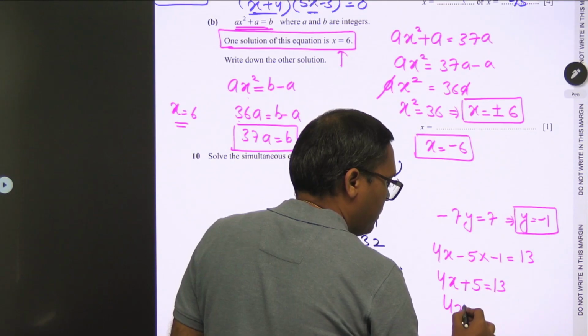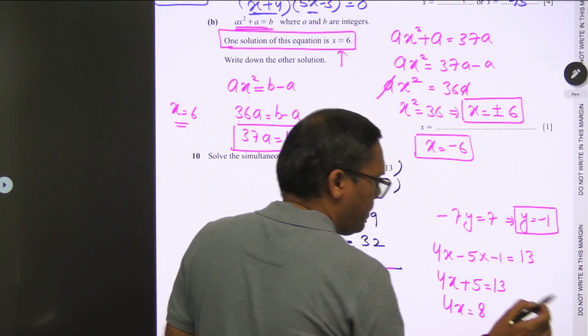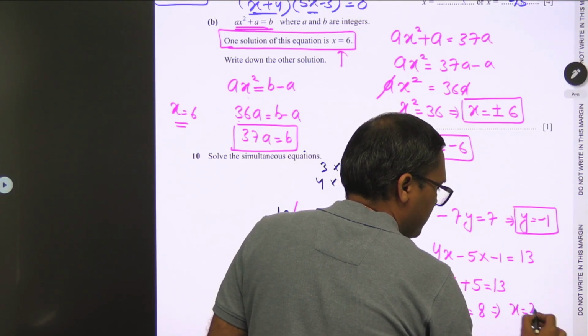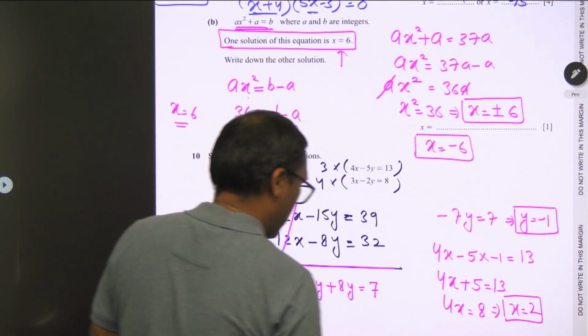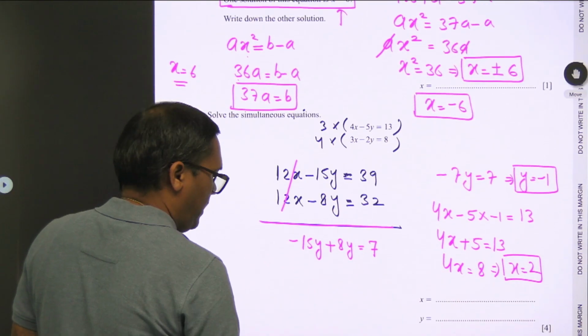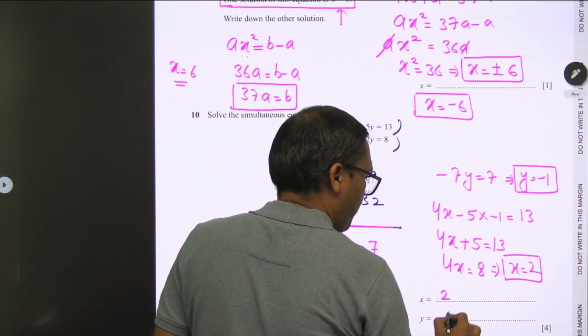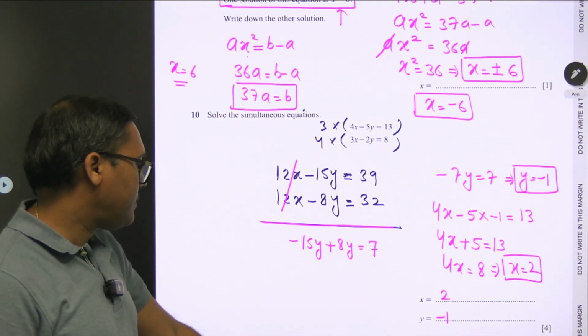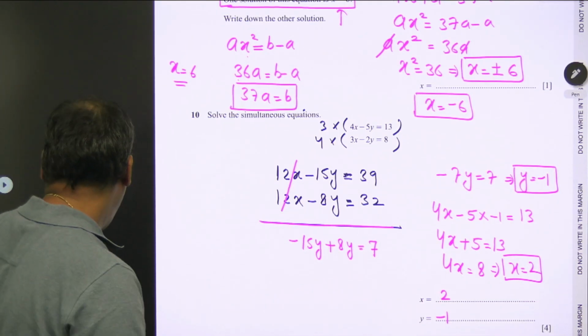This is 4x equal to 13 minus 5, which is equal to 8. So what is the value of x? X is equal to 8 by 4, which is equal to 2. So what is the answer for this? This is x equal to 2 and y equal to minus 1. That is the answer for this question. Okay. So I hope this is also clear.